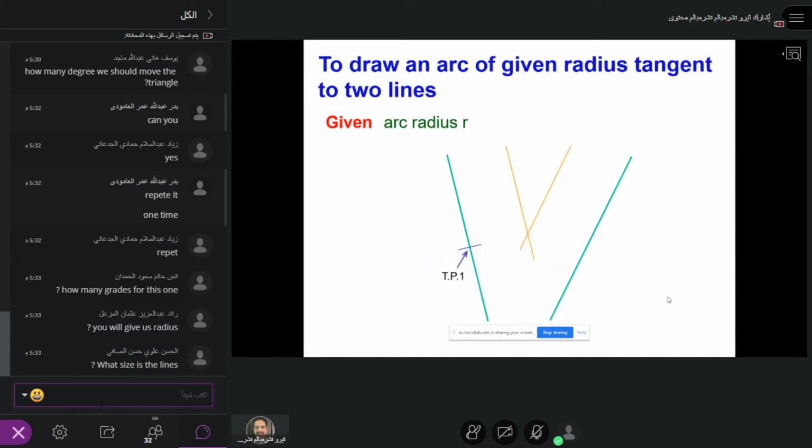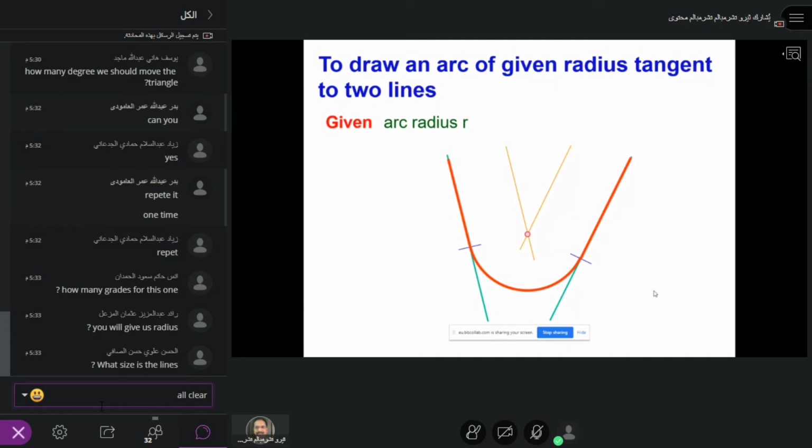Another one is very similar, and join it like this. Okay. Now take the radius and draw the arc like this. Now this radius joins these two lines, by using the tangent. Any questions now? Any questions?